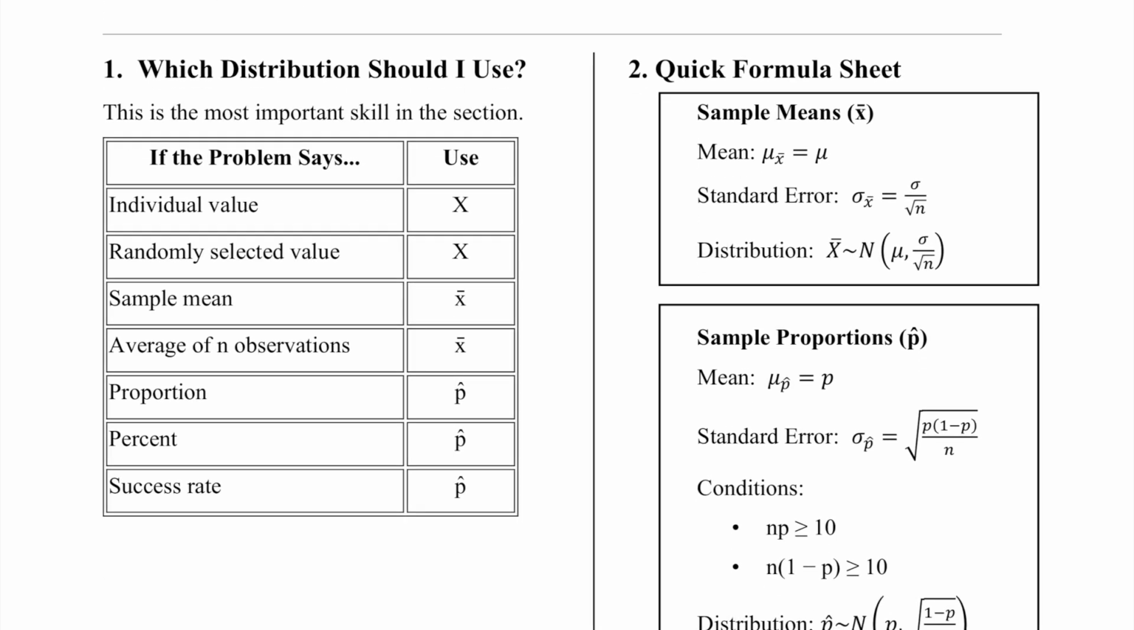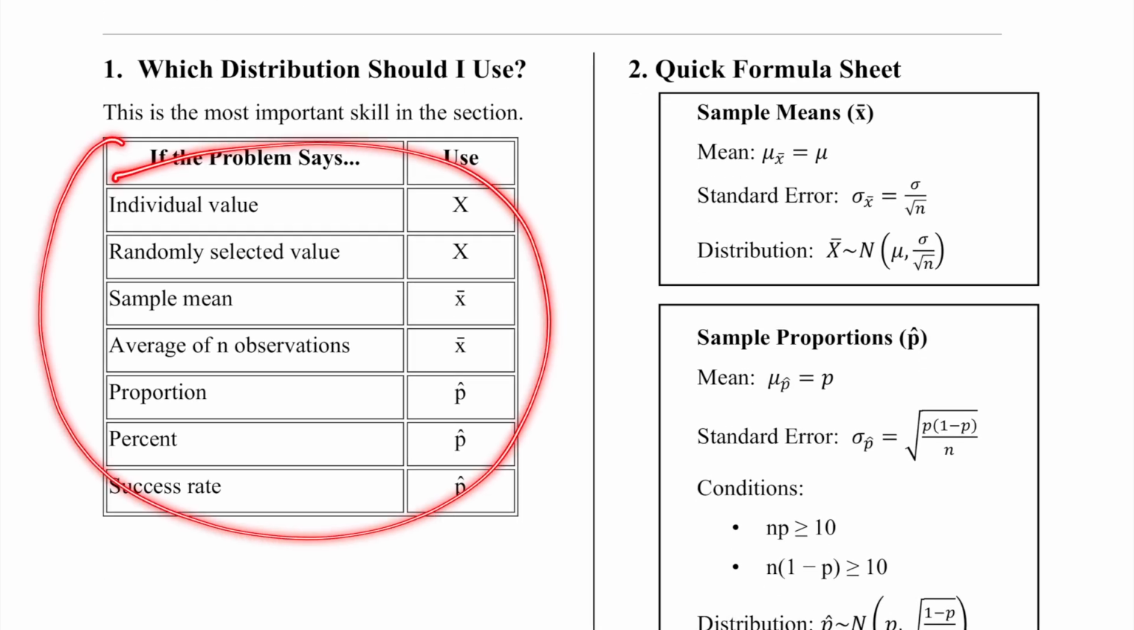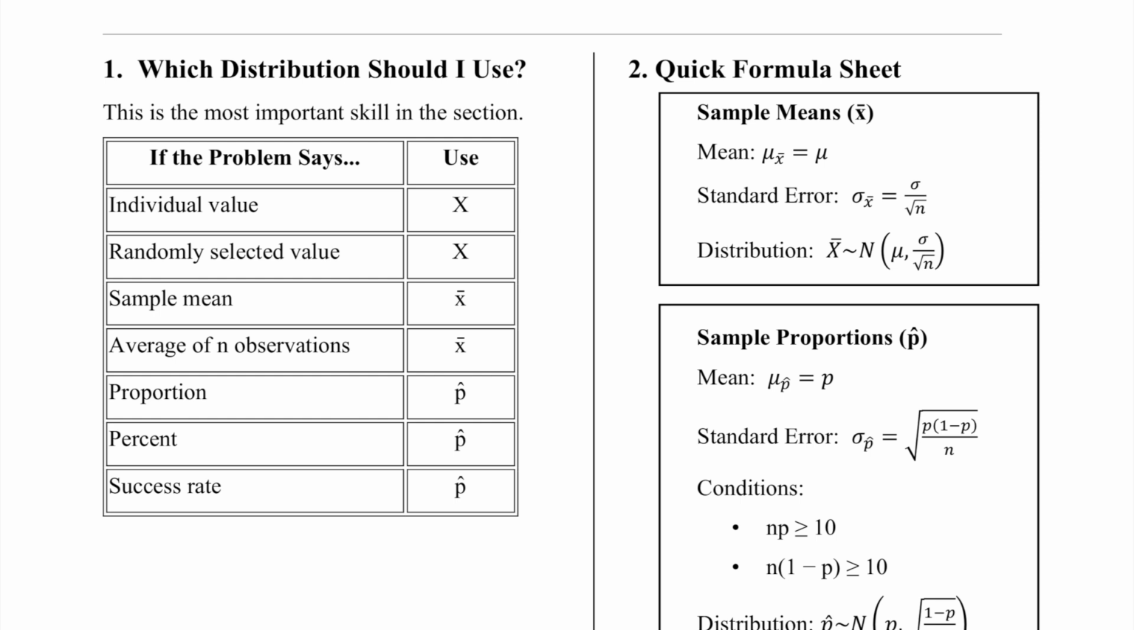Take a look at this table. If the problem asks about an individual value, use the original random variable x. If it asks about a sample mean or an average, use the sampling distribution of x bar. And if it asks about a proportion, percent, or success rate, use the sampling distribution for p hat. That's really the key idea for this section.